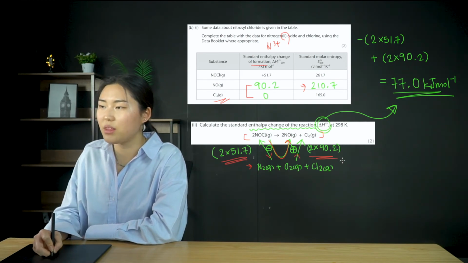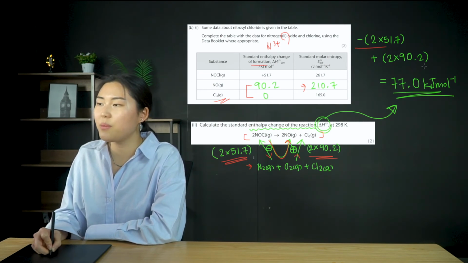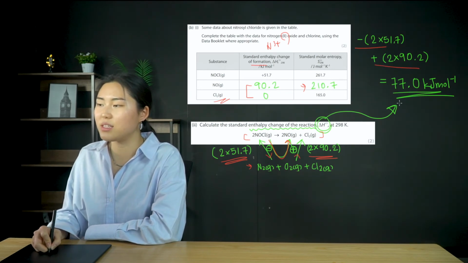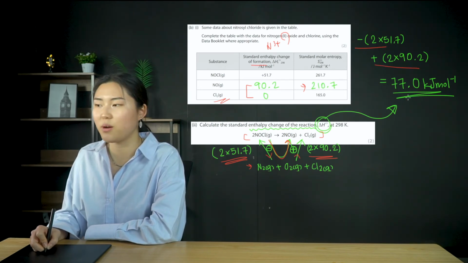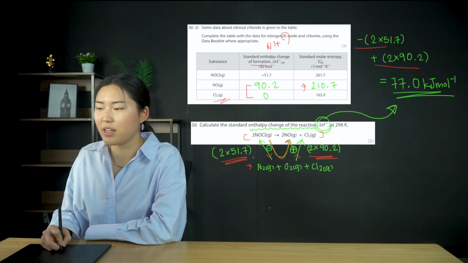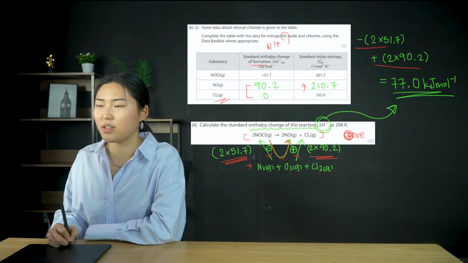So I have put the negative sign over here. 2 times 51.7 plus 2 times 90.7, and we're going to end up with 77.0 kilojoules per mole. We can tell that this reaction has a positive enthalpy change, so it's an endothermic reaction. Okay, so to the next.